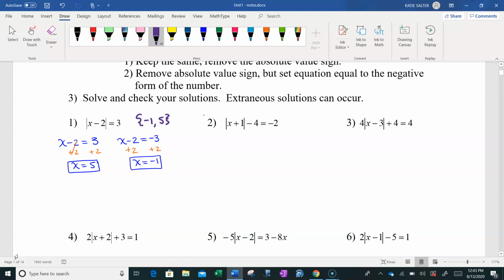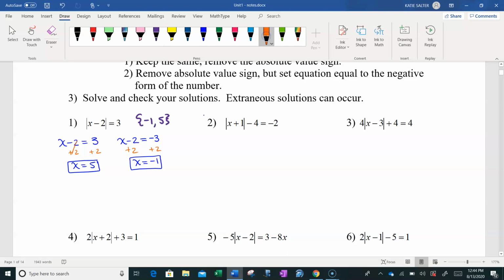In most of these, you will end up with 2 solutions because we know that absolute value is the distance on the number line, and there's 2 directions that we can go. If we say, what number is 3 units from 0 on the number line? Well, it could be positive 3 or negative 3. So just kind of keep that in mind. Let's look at the second one.